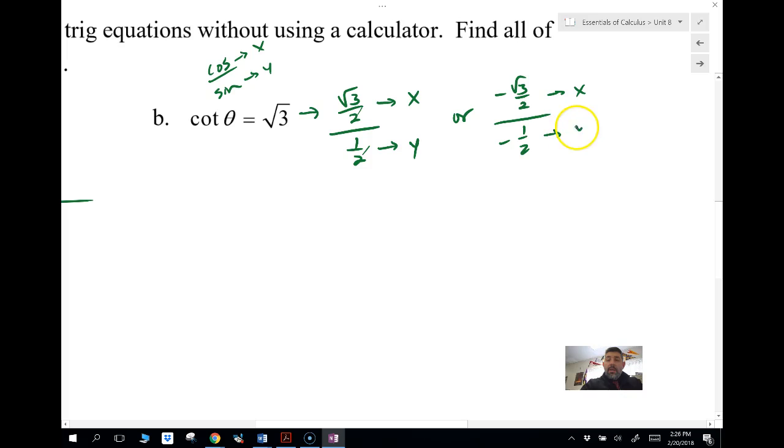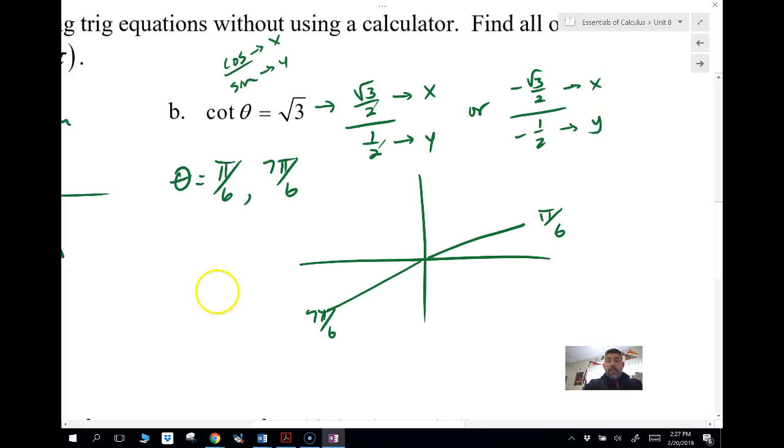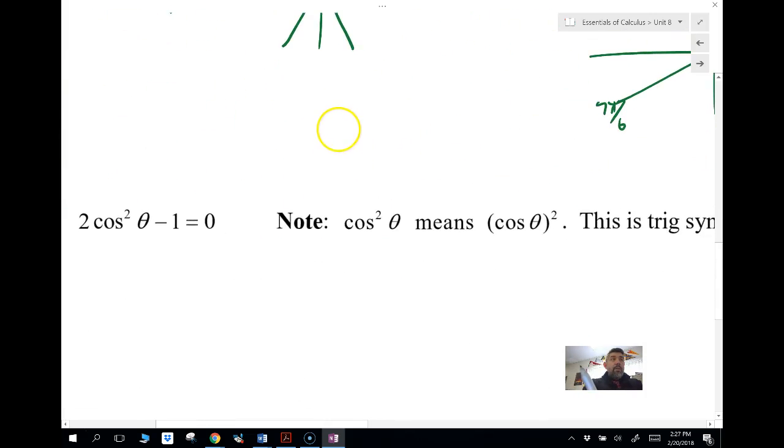Okay, so where is that on the unit circle? Root 3 over 2 and 1/2 is going to be right here, at pi over 6. And -root 3 over 2, -1/2 is going to be over here at 7 pi over 6. So theta equals pi over 6 or 7 pi over 6. Okay, so that's how you do those. All right, let's take a look at one more here.